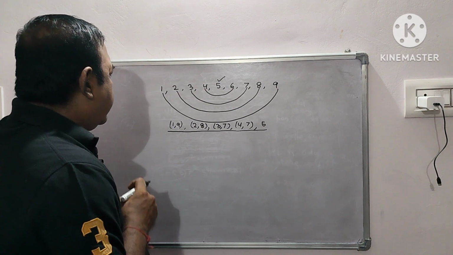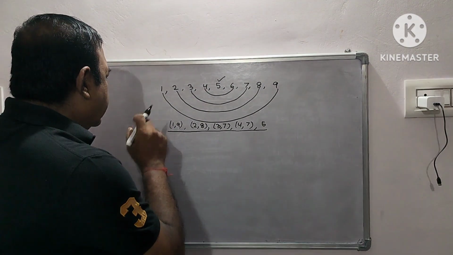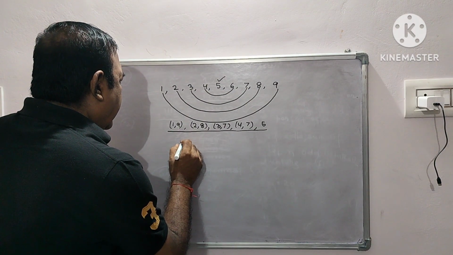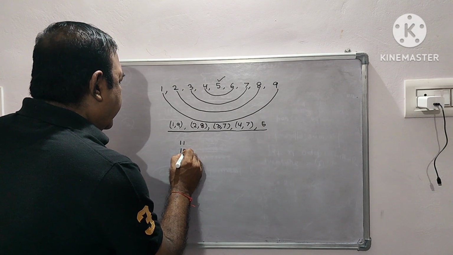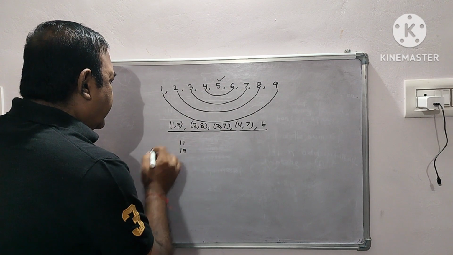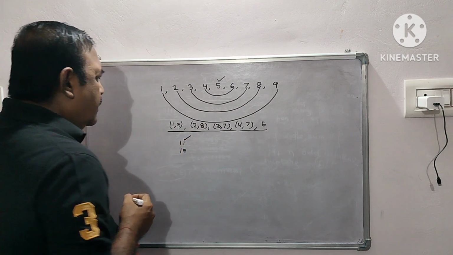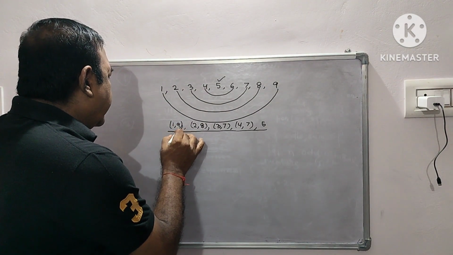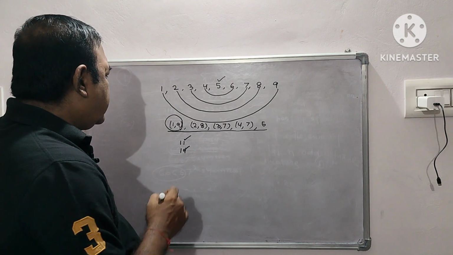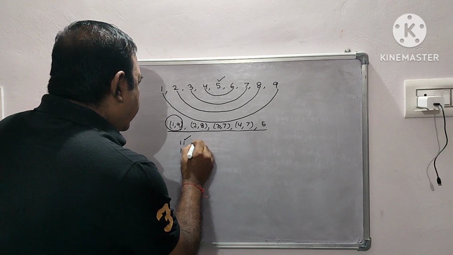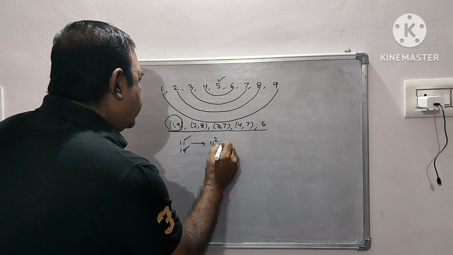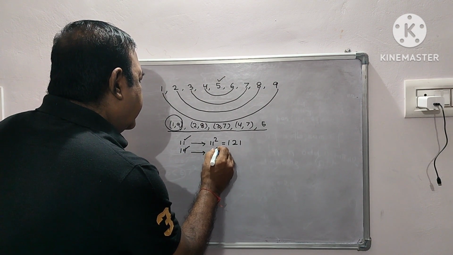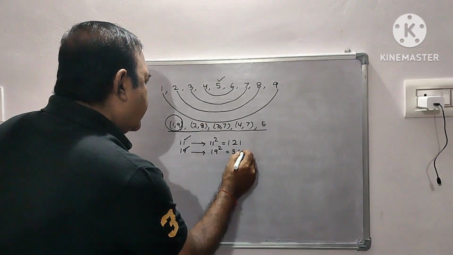Suppose a number ends with digit 1 or 9. Suppose we take 11 or we take 19. This number 11 ends with digit 1 and 19 with digit 9. So we have taken here 1 and 9. You see what happens in case of 11 square, that is equal to 121, and in case of 19, 19 square is equal to 361.